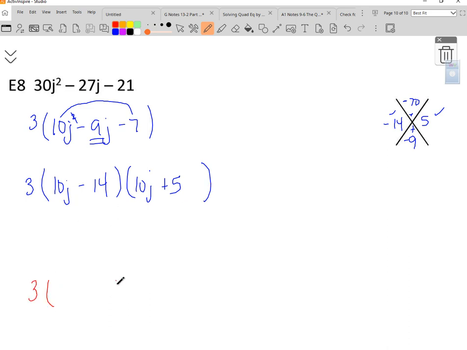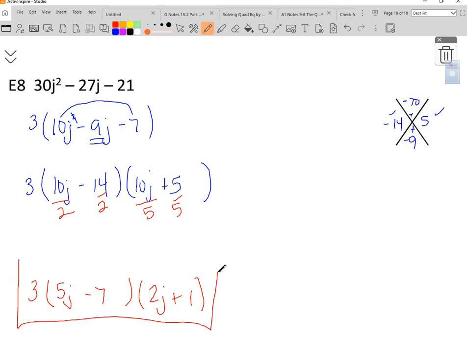So I'm going to go ahead and write my final answer spots up here. Divide both of these by 2. It's going to give me 5j minus 7. And the common factor here is 5. Divide both of those by 5. 2j plus 1. So that would be your final answer. If you do not include the 3 in that answer, it is wrong. This, when you multiply it together, has to be equivalent to that. That's it.